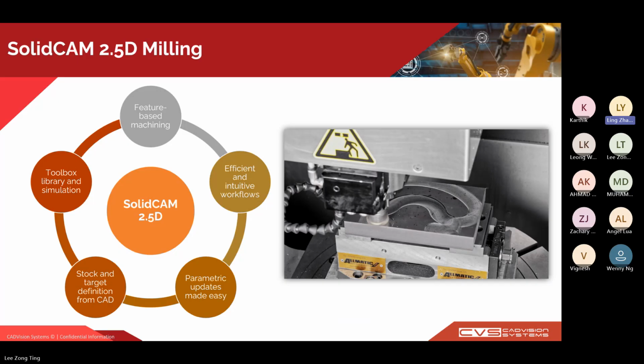First is basically feature-based machining. SolidCAM automatically recognizes SolidWorks design features like holes, pockets, bosses to streamline your programming process. So you can have a single pocket or drill recognition operation to machine a group of pockets and holes on varying level and depth. And second, efficient and intuitive workflows.